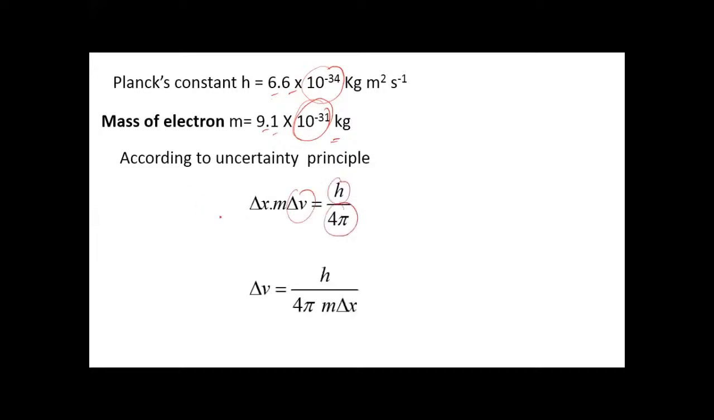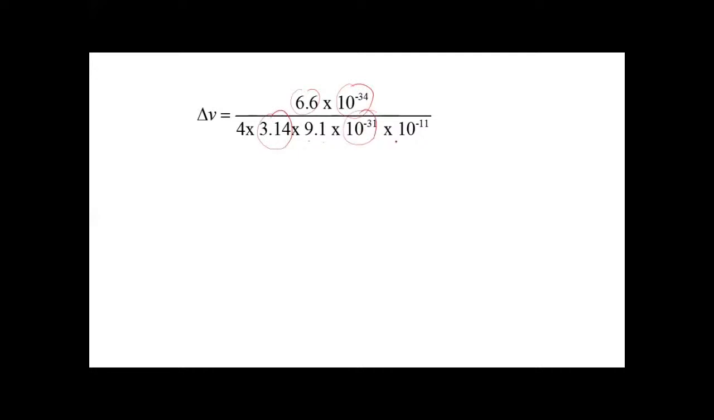We have to calculate the uncertainty in velocity. Thus, the equation becomes delta v is equal to h over 4 pi m delta x. We place the value of h, that is 6.6 into 10 to the power minus 34, the value of pi 3.14, the value of m 9.1 into 10 to the power minus 31, and the value of delta x, that is 10 to the power minus 11. When we solve it, the answer comes to be 5.79 into 10 to the power 6 meters per second.